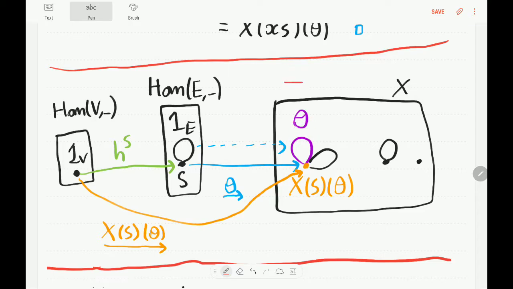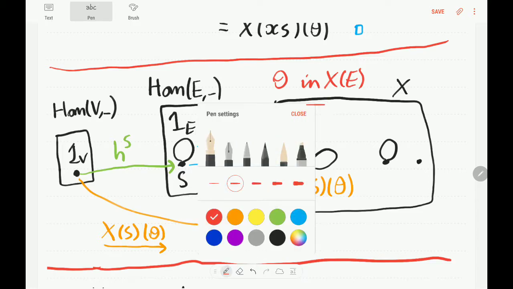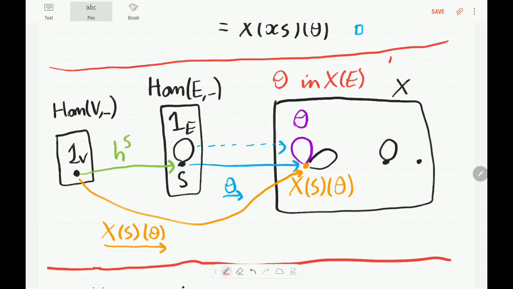So we have this theta, which is an element of X of E. Well, let's say we want to do the S action on that theta. Okay, so we can do this. Remember the category which this all comes from basically looks like this. There's an arrow X from E to V.